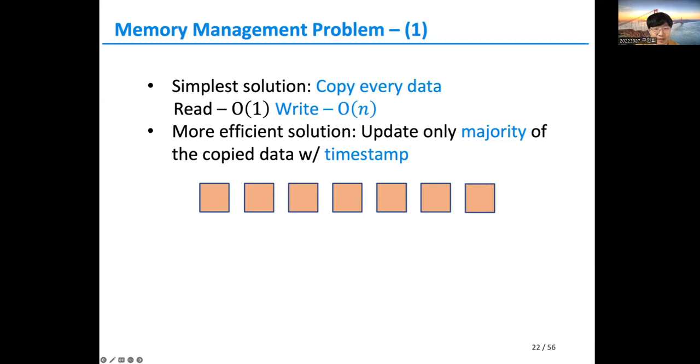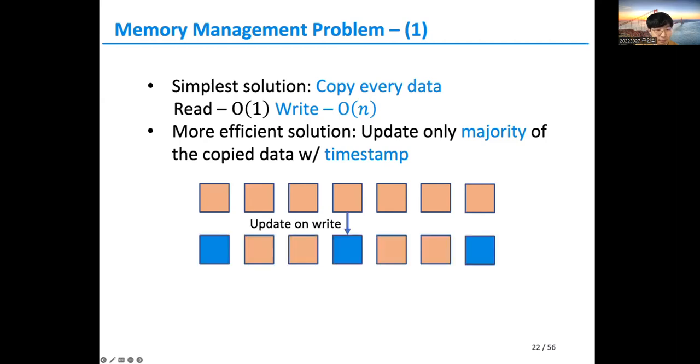Let's assume that there are 7 copies in total, where orange means the data is valid and blue means the data is stale. We will update 4 copies with the timestamp, which makes 3 copies stale. Then the result will be like this. In this case, no matter how you select 4 copies on a read, there will be at least one value that has recently been updated, like this.